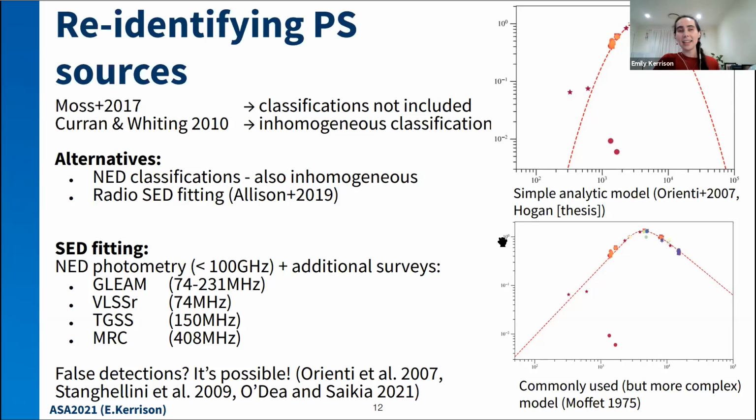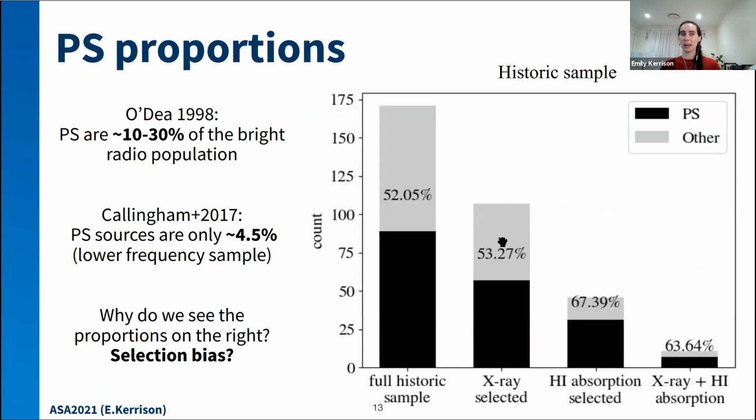Once I'd done this, I was able to look at the proportions of my historic sample. As you can see from the numbers on the left here, the literature would suggest that peak spectrum sources are between about 30% at the top end of all radio sources, right down to possibly only 4.5%, depending on the frequency of your sample. Now, straight away, you can see that my historic sample doesn't have proportions anything like that. Just over 50% of the sources are peak spectrum.